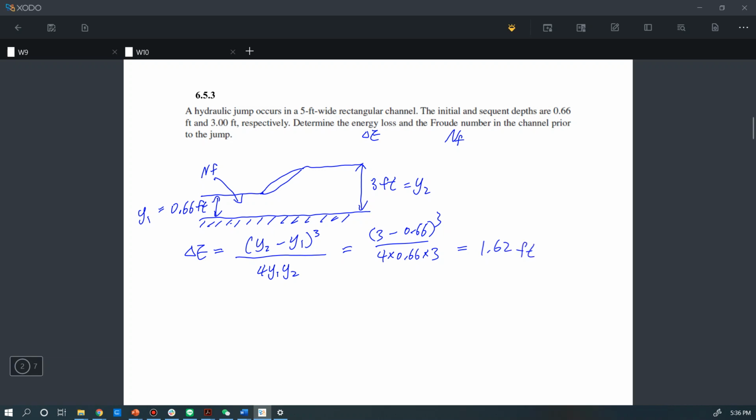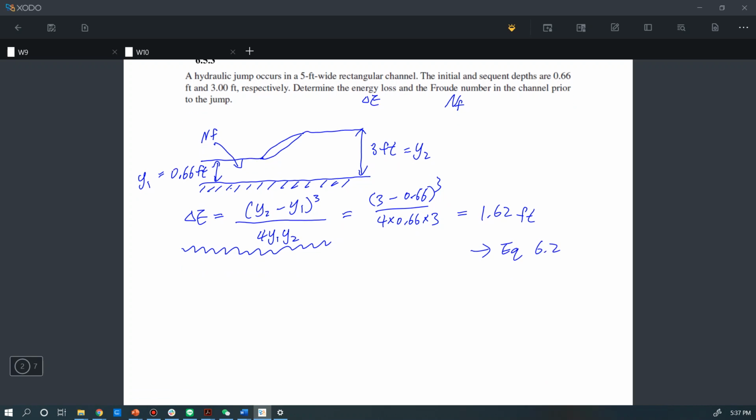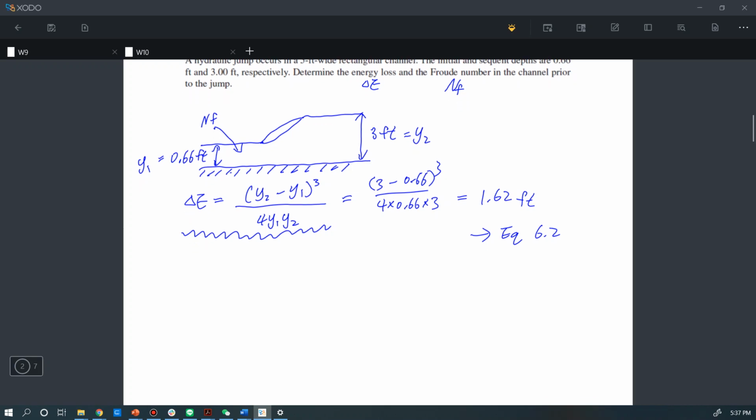I encourage you to read the textbook to see how this formula is derived. Here is your reference: go to the textbook and find equation 6.2, and you can see the derivation for this equation. Okay, so for the second part of this question, we want to find the Froude number in the first section of this channel, which is before the hydraulic jump.